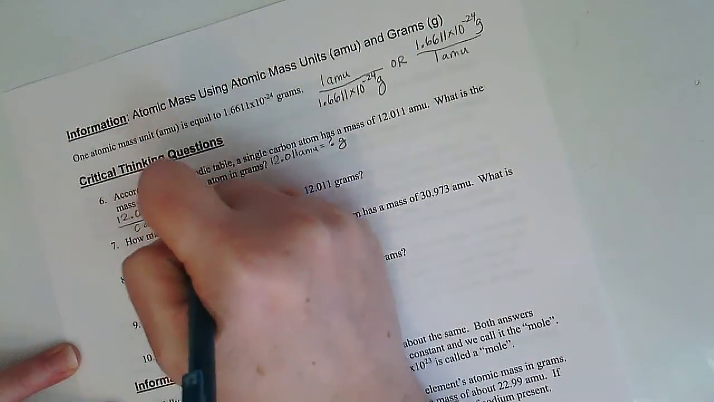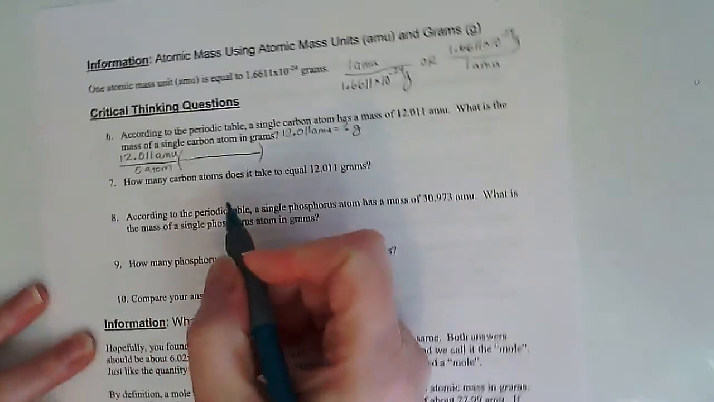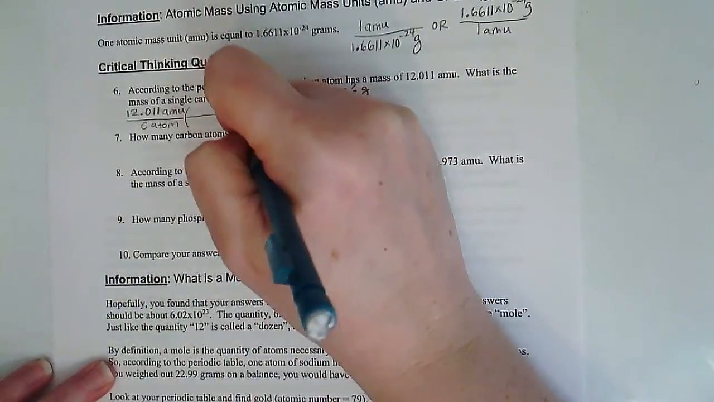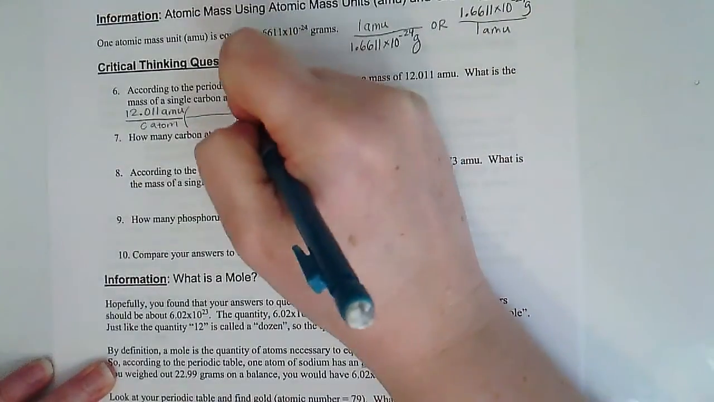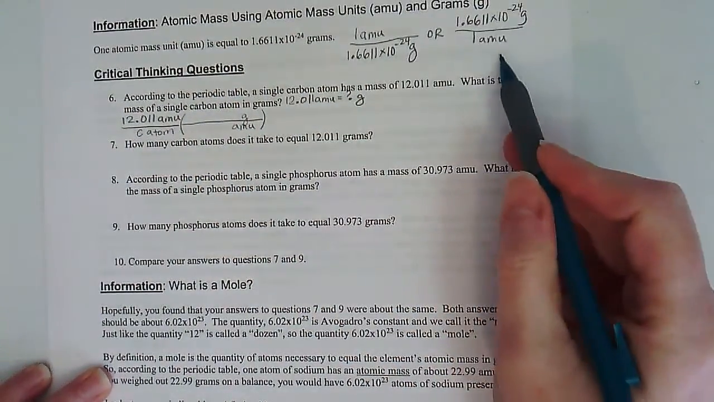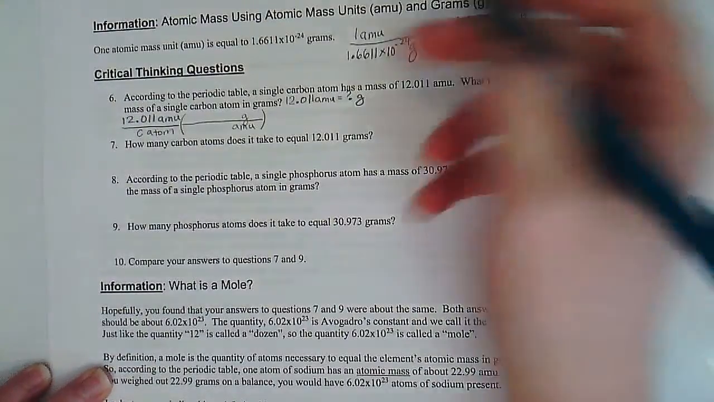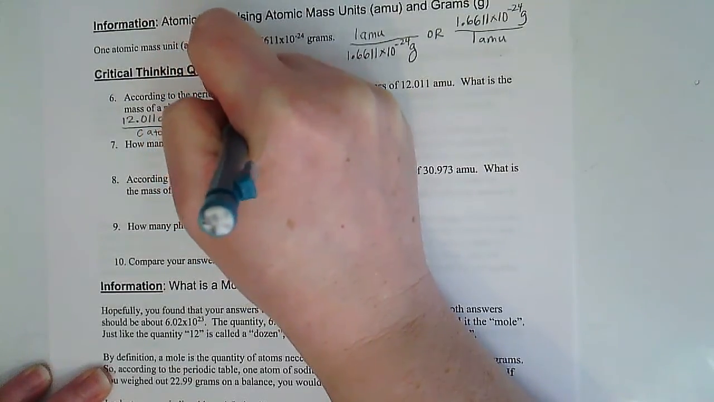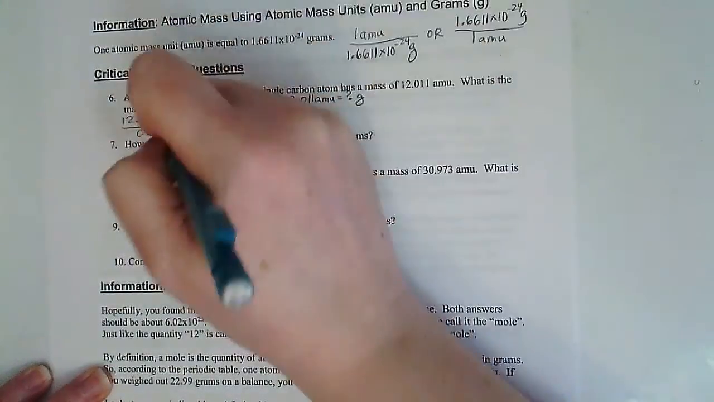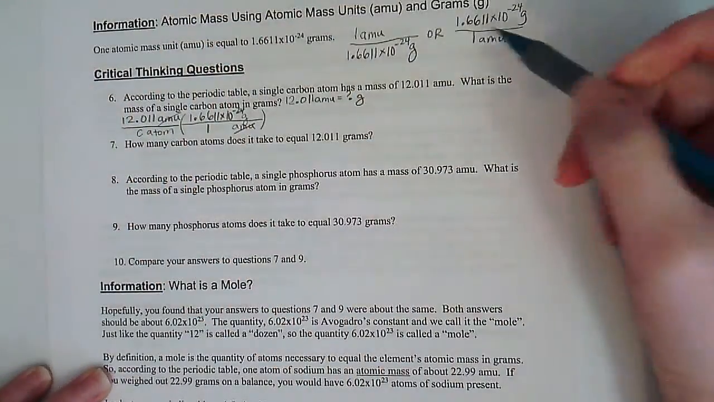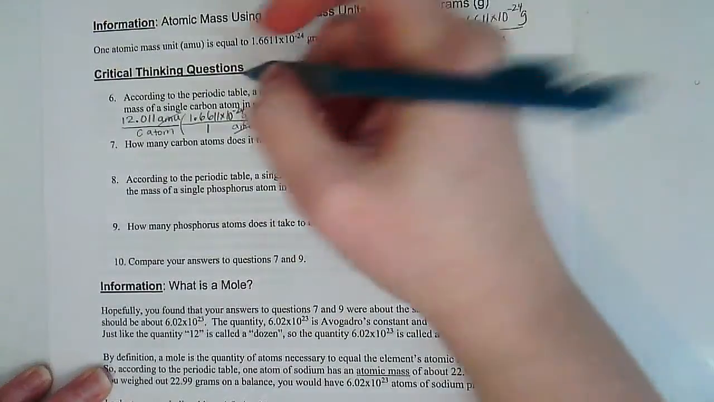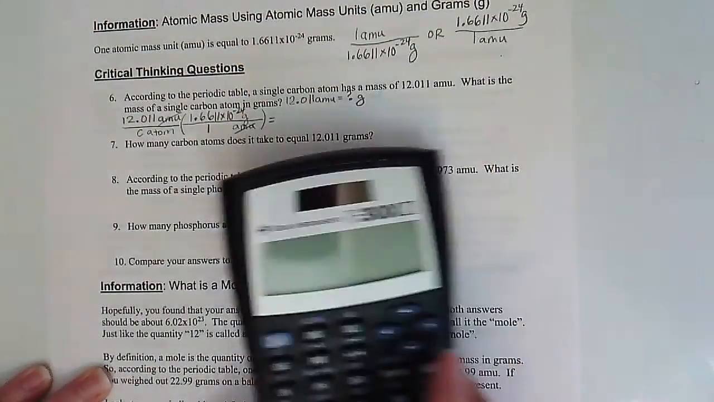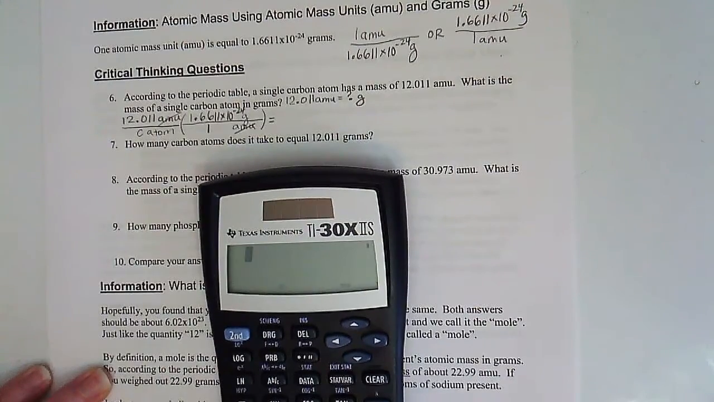So AMUs has to go on the bottom, and grams are going to go on the top. I'm using this one here. So in front of grams is 1.6611 times 10 to the negative 24. And in front of AMUs is 1. AMUs have crossed out, and I'm left with grams of a carbon atom. Right? In my calculator then, 12.011, I'm multiplying because 1.6611 is in the numerator.